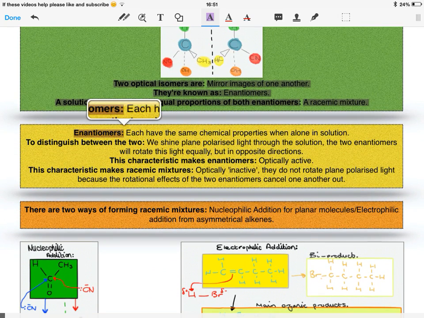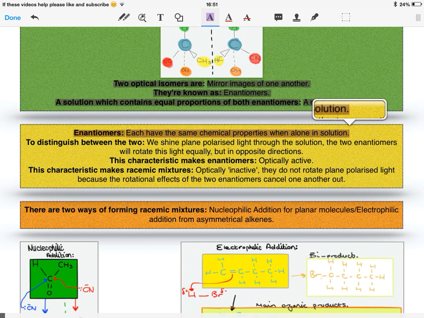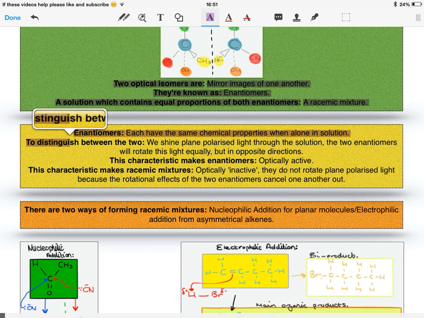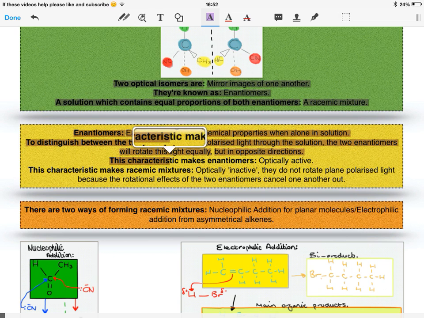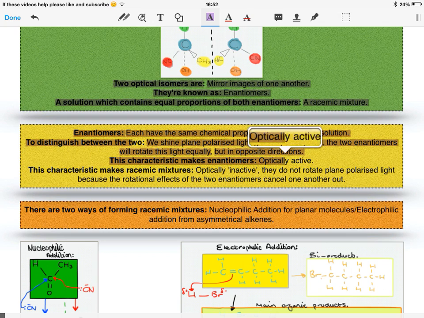So, enantiomers each have the same chemical properties when alone in solution. To distinguish between the two, we shine plane polarized light through the solution, and the 2 enantiomers, sorry I'm struggling to pronounce this word, will rotate this light equally but in opposite directions. This characteristic makes enantiomers optically active.